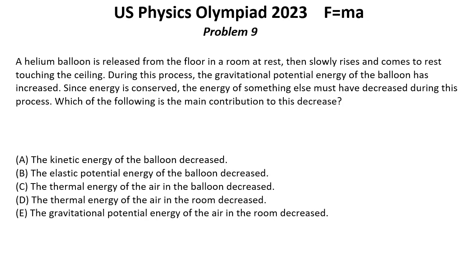Solution for problem number 9. The main contribution is choice E in terms of energy. Objects that are lighter than air float upward because the air can move downward to where the object originally was, thereby reducing its gravitational potential energy by more than the gravitational potential energy of the object went up. So the correct answer is E, and that was the solution for problem number 9.